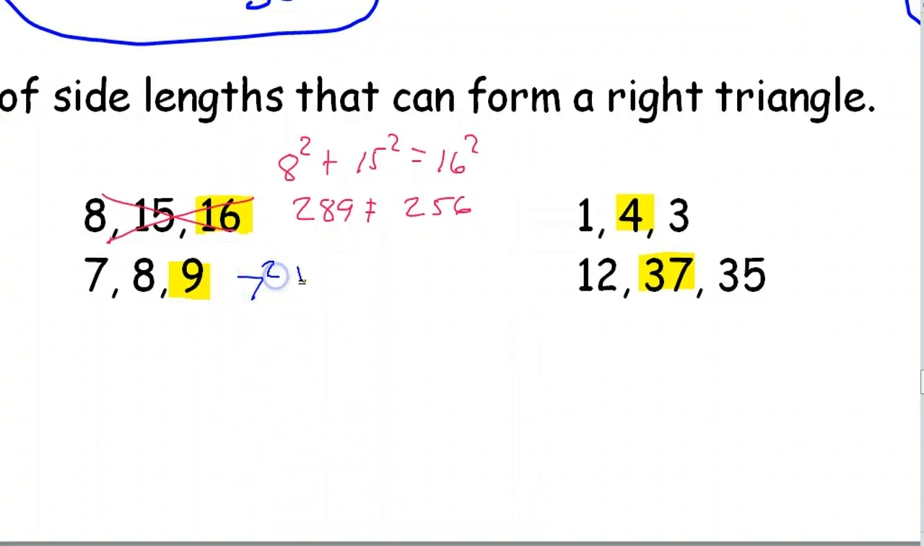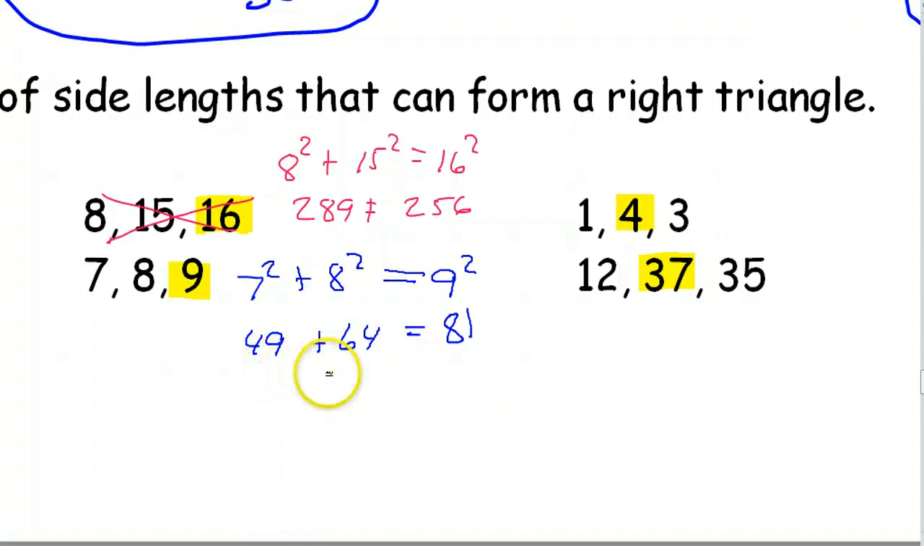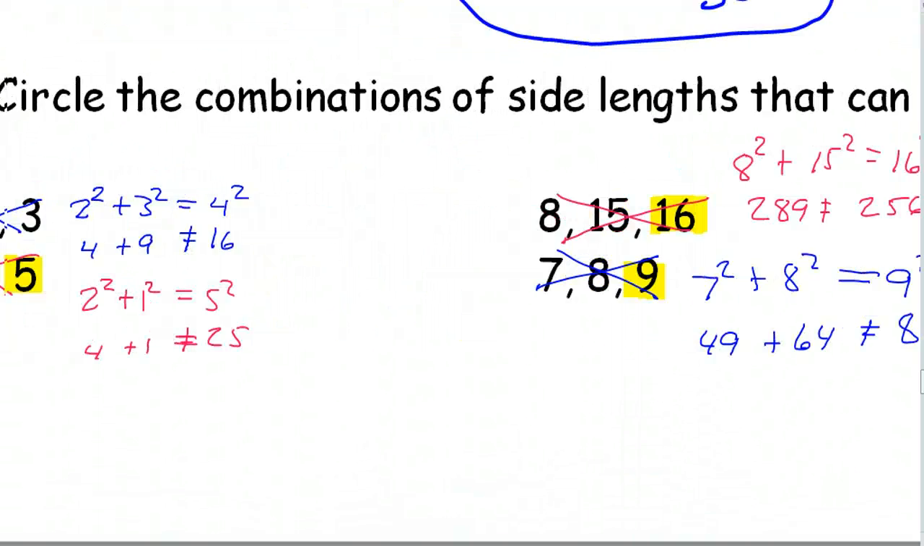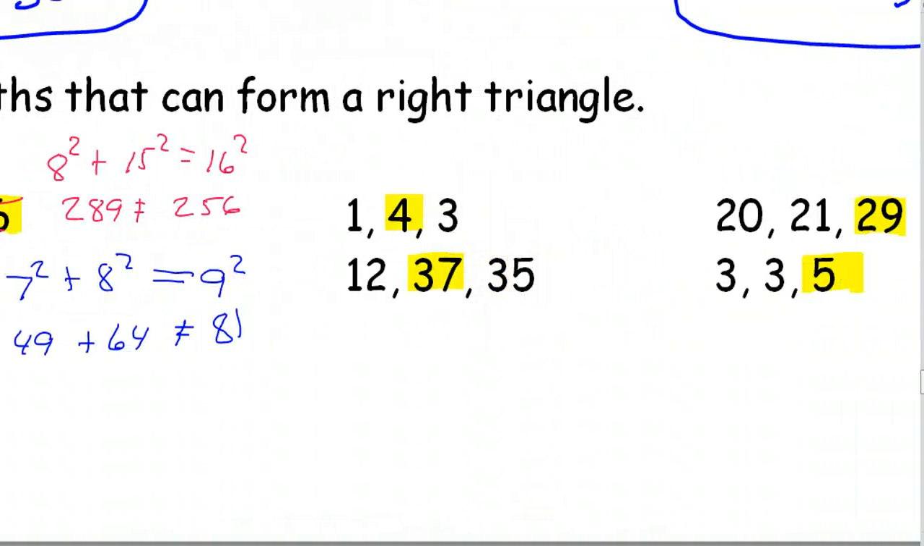Does 7 squared plus 8 squared equal 9 squared? Well, I know 9 squared is 81. 7 squared is 49, and then 8 squared is 64. Does this equal 81? No. You know, 60 plus 20 is 80, so 64 plus 49 is way over 81. So these are not equal, so this is not a right triangle either. Wow, are any of these right triangles? I'm getting a whole lot of no so far.